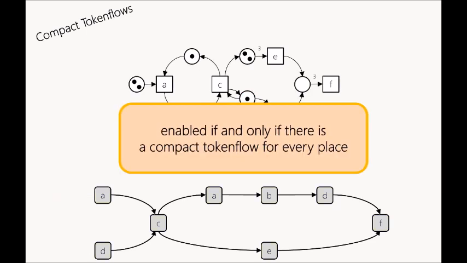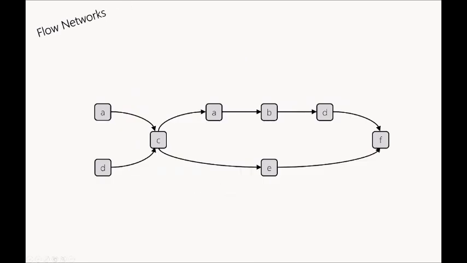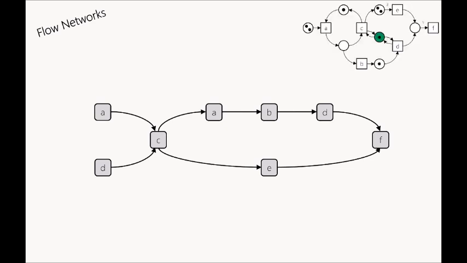And now it's easy to see that a partial order is enabled if and only if there's a compact token flow for every place. Now, how to decide if there is a compact token flow? Well, we again take a look at our running example in the green place, and we already know that there's a token in the initial marking, and every C and D is able to produce a token and can receive a token. Now we do a translation.